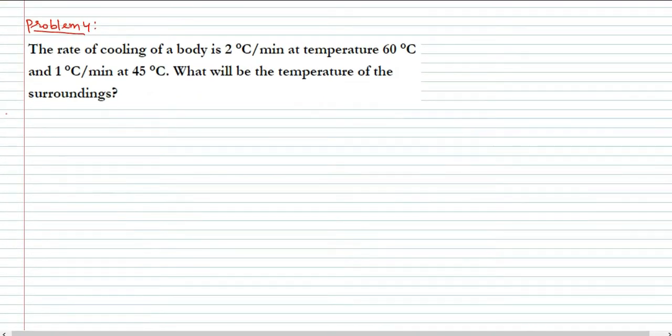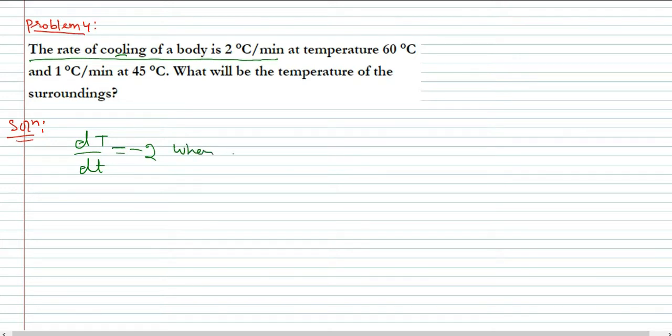Here it is, we have problem number 4. Let's find its solution. Now what's asked? The rate of cooling of a body is 2 degrees centigrade per minute, right? Let me write that. The rate of cooling, meaning dT/dt, is equal to minus 2 degrees centigrade per minute, since it's cooling, so negative. We are assuming this minus 2 means 2 degrees centigrade per minute.